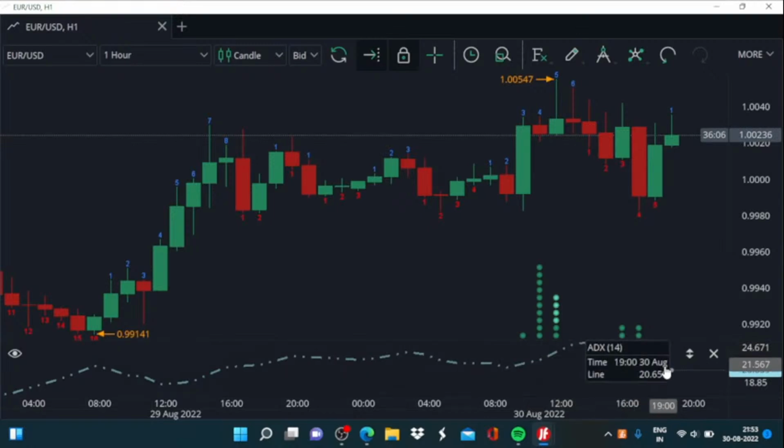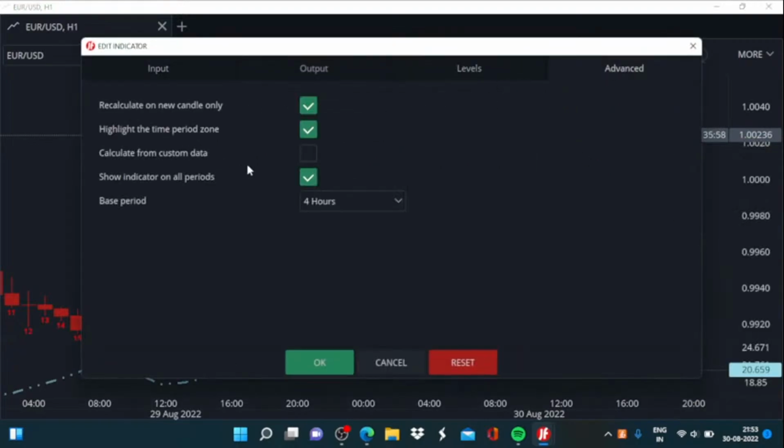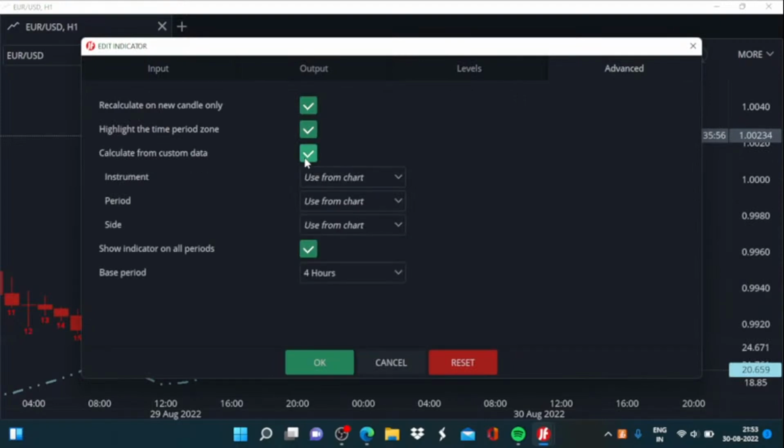It is not that visible, but it is being highlighted on the platform. All right. Calculate from custom data. You can further customize this indicator. You can use any instrument of your choice, or you can simply use from the chart, whatever instrument you are using on the chart. The calculation of the ADX will be done for that. But if you don't really want the ADX to be plotted for other instrument, when you change the chart, you can simply specify this instrument here, and it will be calculated only for that instrument.